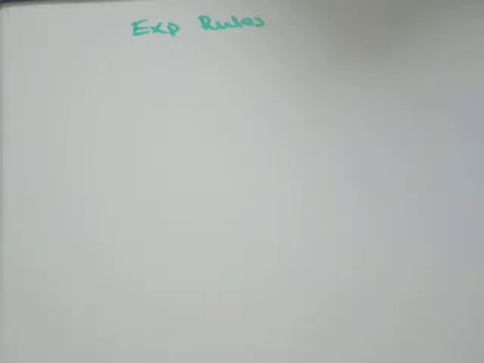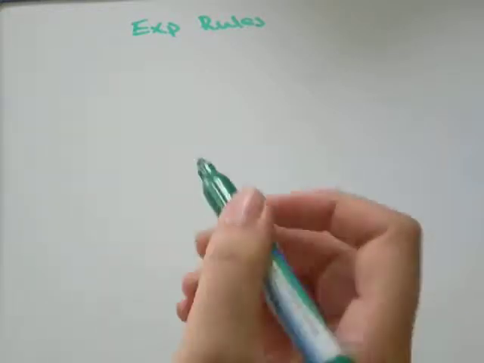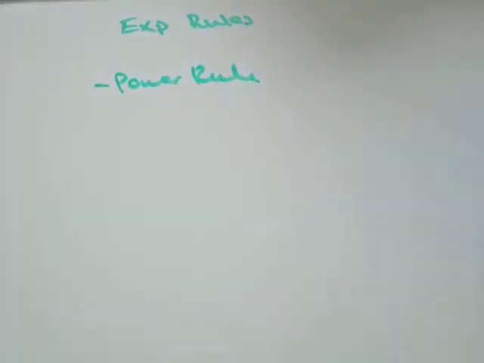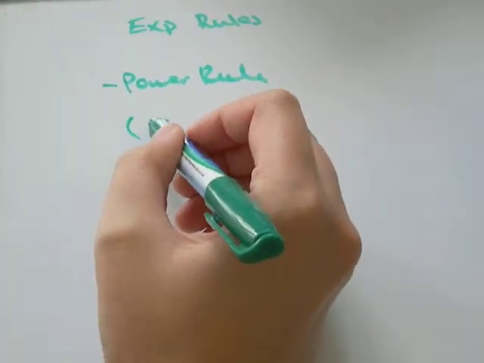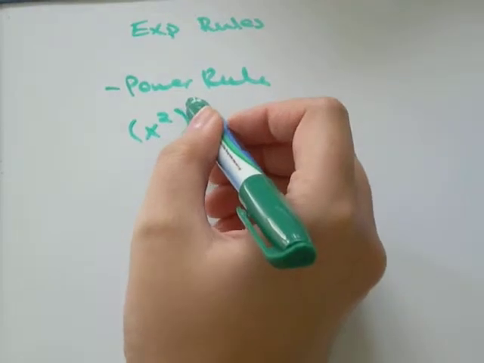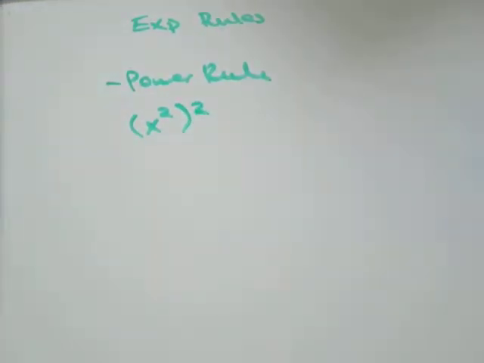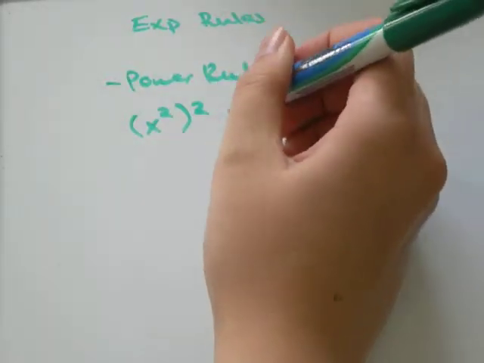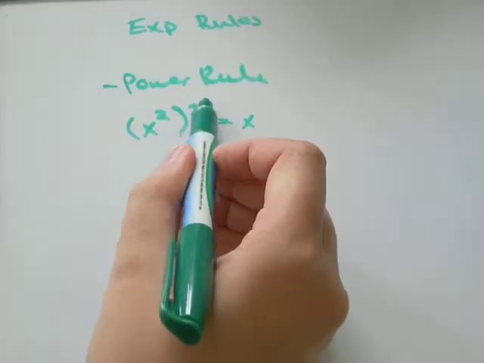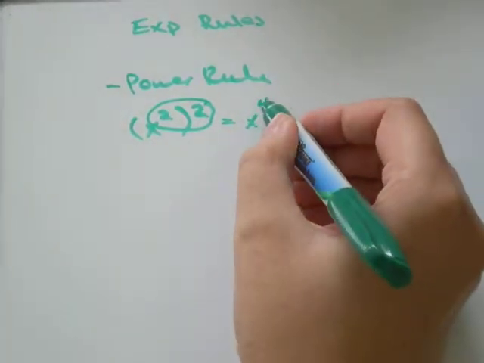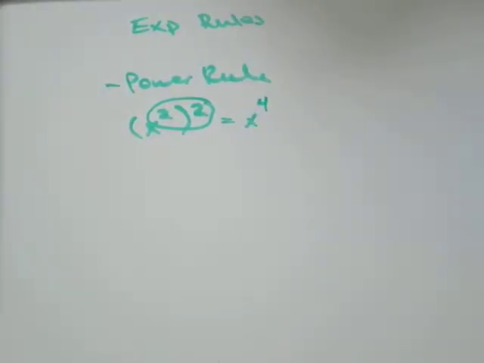So we've talked about the product rule. I think this time we'll talk about the power rule. So the power rule you need to use when you see something to an exponent inside brackets to an exponent. And what you do is you multiply whatever the exponents are. 2 times 2 will be equal to 4.